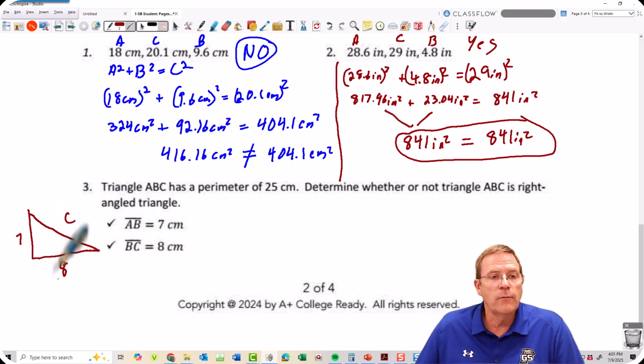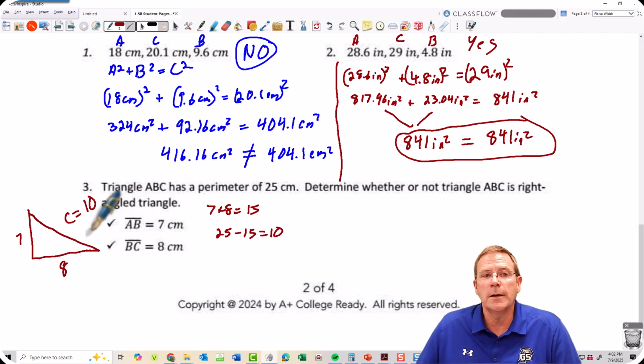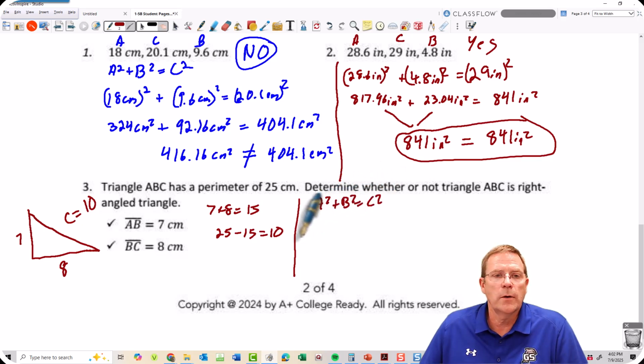But we know that 7 plus 8 plus C is going to equal 25. So 7 plus 8 is going to equal 15, and then 25 minus 15 is going to equal 10. So side C, or the longer side, is going to equal 10, but we want to find out, is it going to be a right triangle? So we're going to plug in our formula. A squared plus B squared is equal to C squared. And then I'm going to take 7 centimeters all squared plus 8 centimeters all squared equals 10 centimeters all squared.